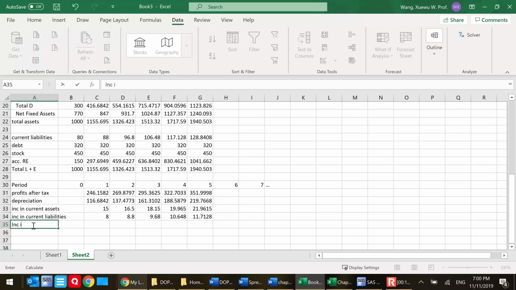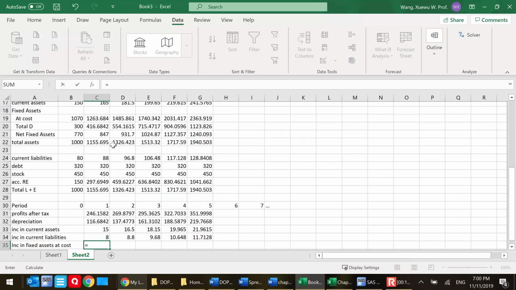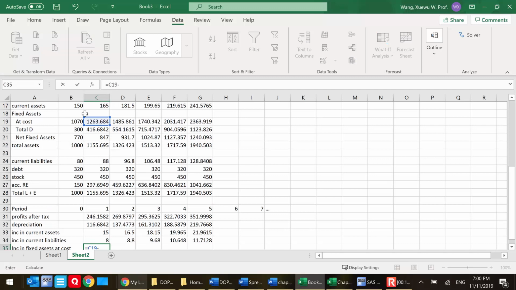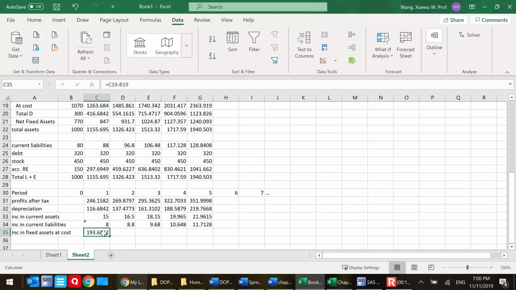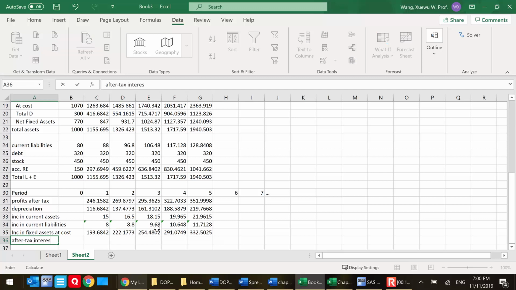And now I need to look at increase in fixed assets cost. All right, so I'm going to do fixed asset cost for year 1 minus fixed asset cost for year 0. So that number is 193. And let me copy this across. Okay, and we do after tax interest cost on debt. All right, so that's going to be, again, the after-tax basis.